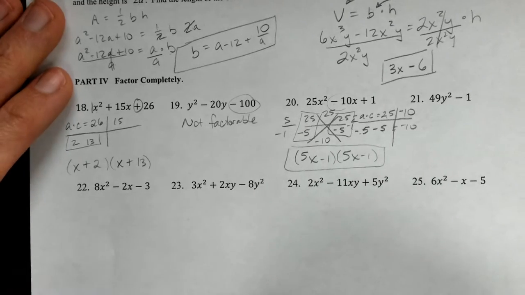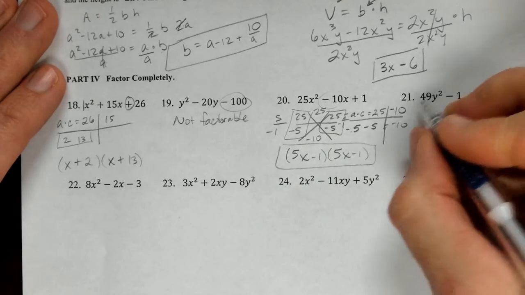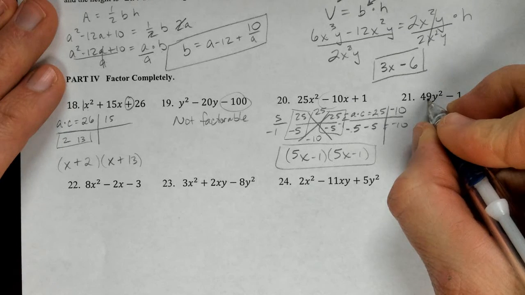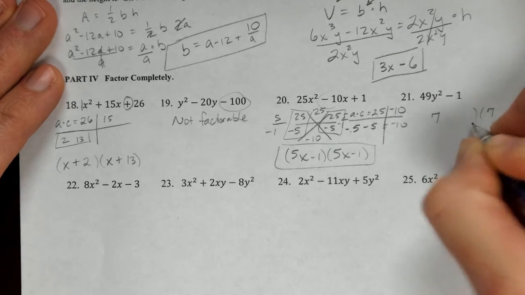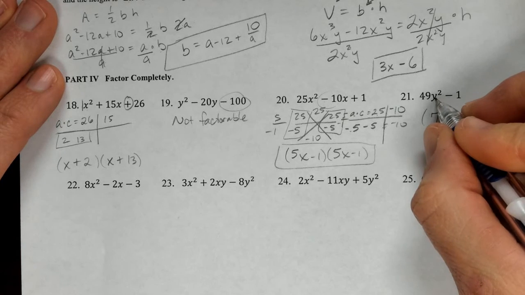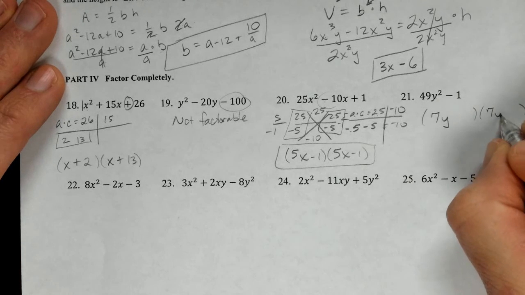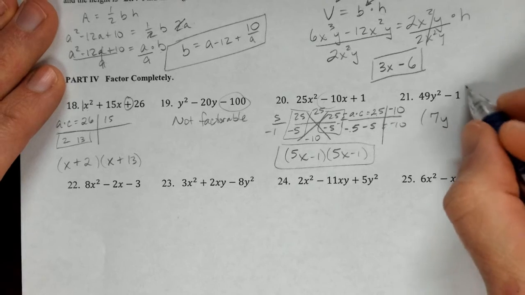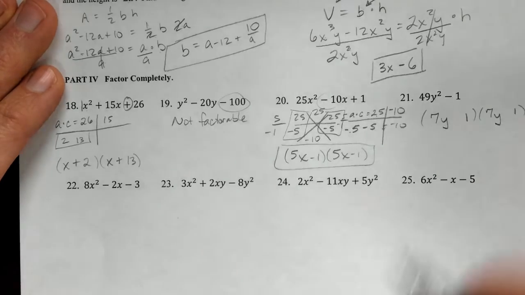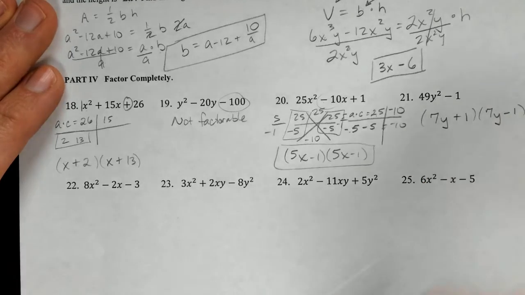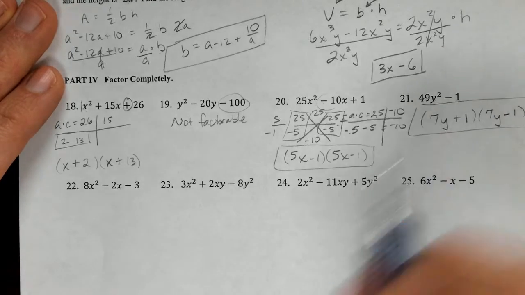Number 21 is a difference of 2 cubes. So I can take what times what to get 49? 7 and 7. What times what gives me y squared? Y and y. 1 is a perfect square also, because 1 times 1 gives me 1. And now I know my signs need to be opposite. There's your answer.